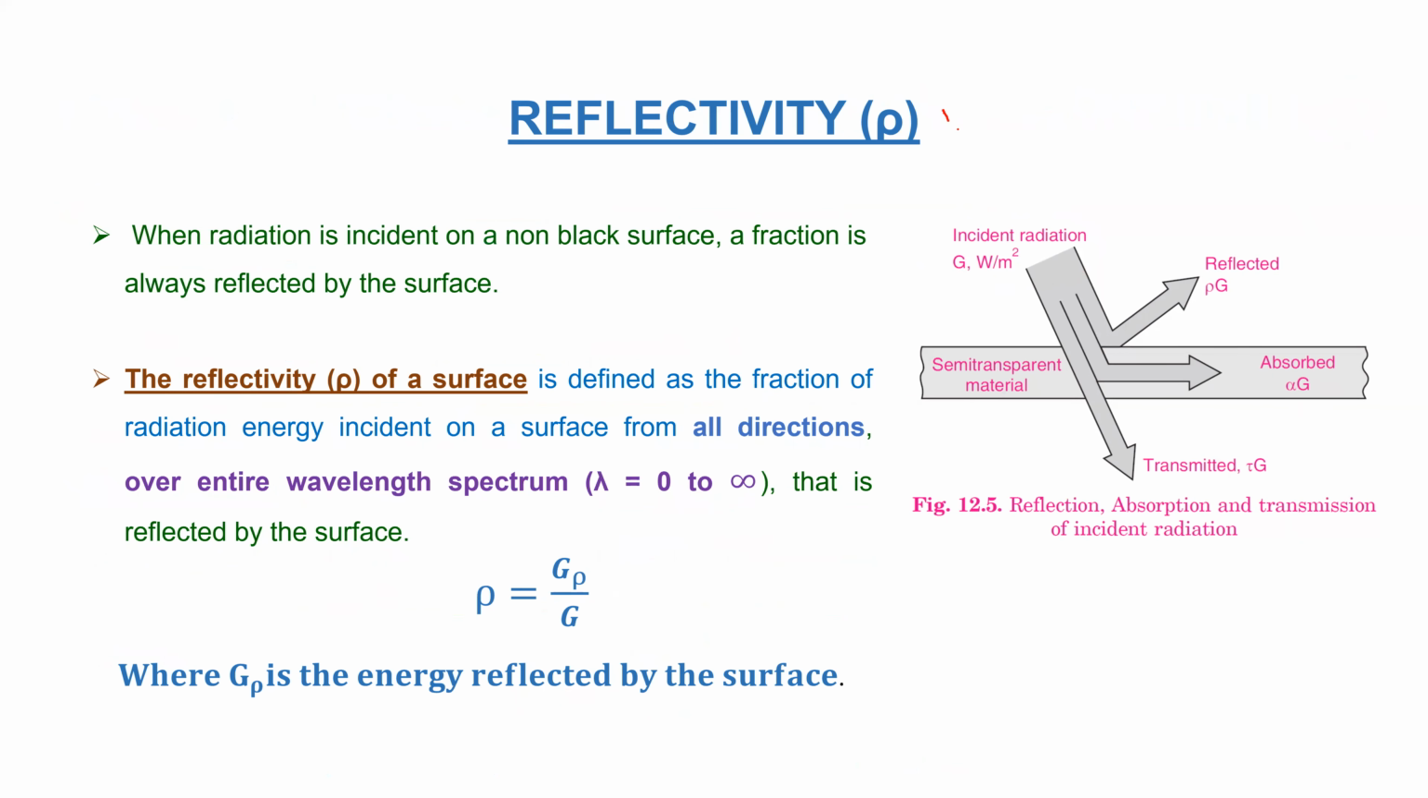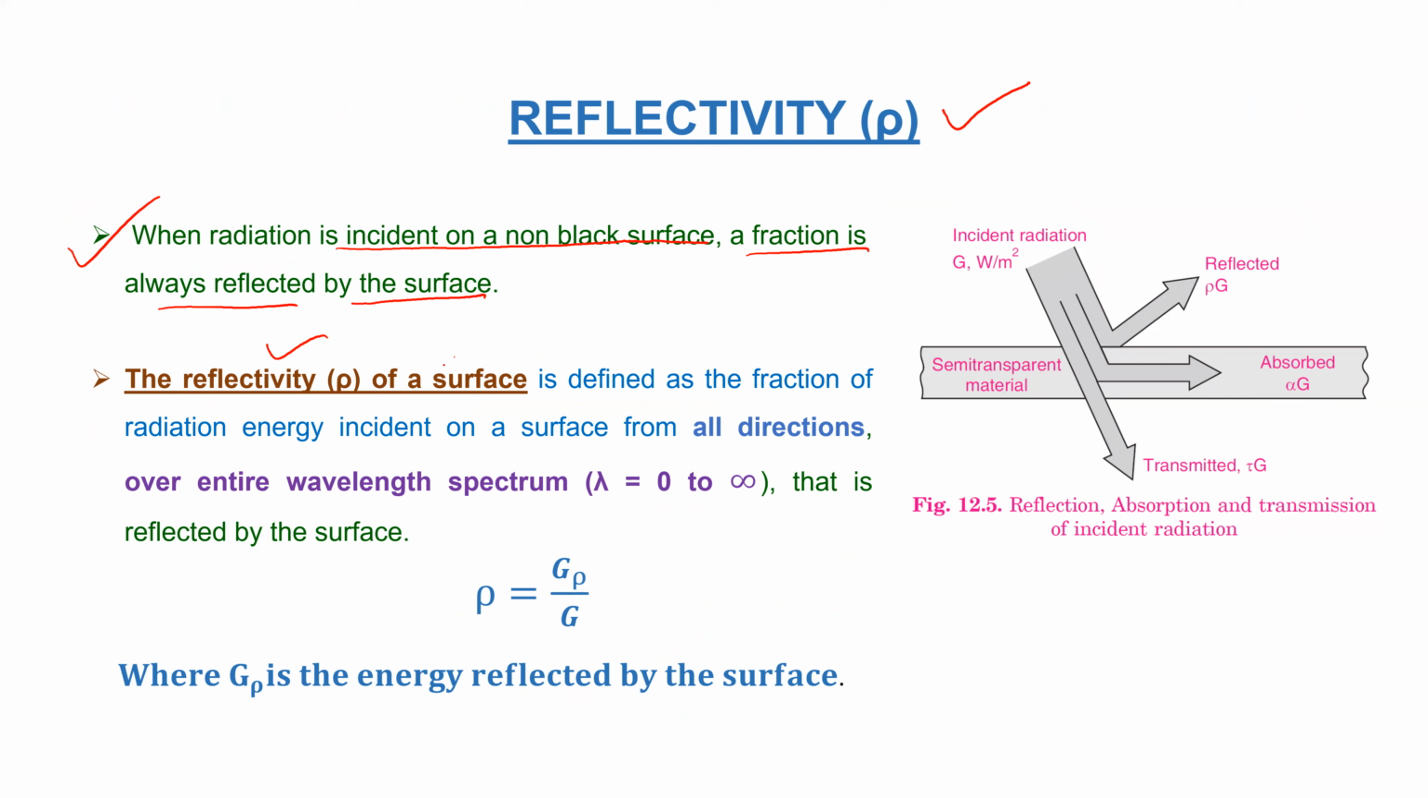Similarly, we can define the reflectivity. Though I have written it as reflectivity, it is basically average or total or hemispherical reflectivity. It means it is reflecting the energy which is falling over it in all directions or all wavelengths. So when a radiation is incident on a non-black surface, a fraction is always reflected by the surface.